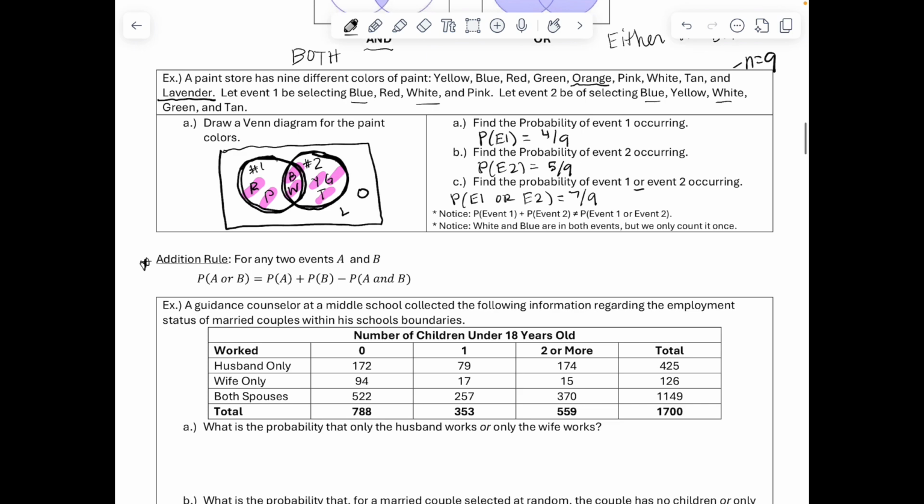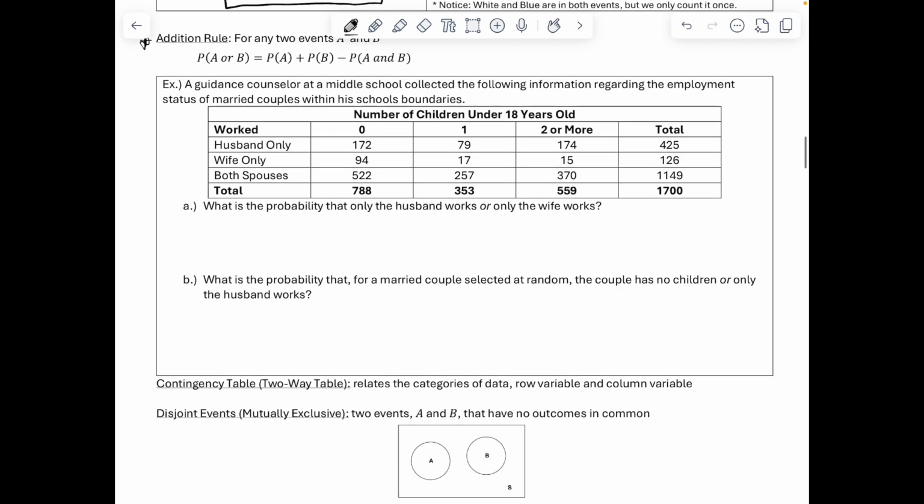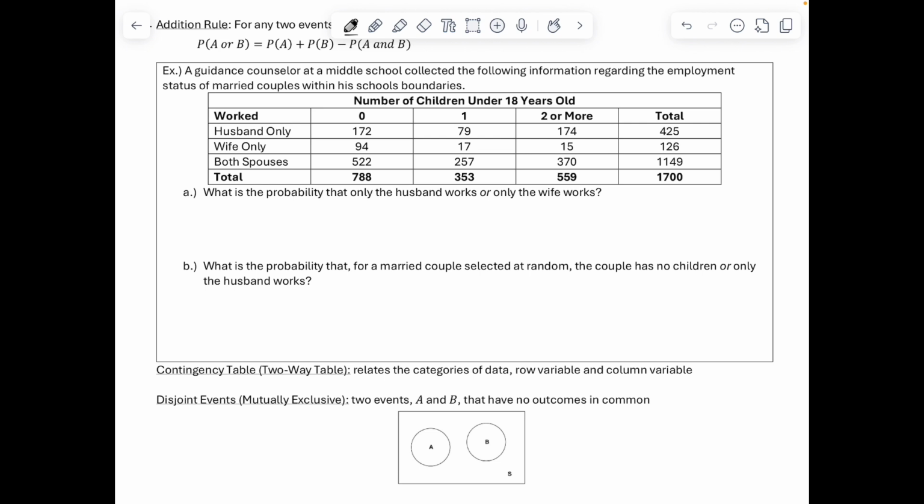So the example right below, we're given a table, and it says a guidance counselor at a middle school collected the following information regarding the employment status of married couples within the school boundaries. So you can see who worked, either the husband only, wife only, both spouses, and then the total was given. And then also is the number of children under 18 years old. So we either have no children, one child, two or more, and then total.